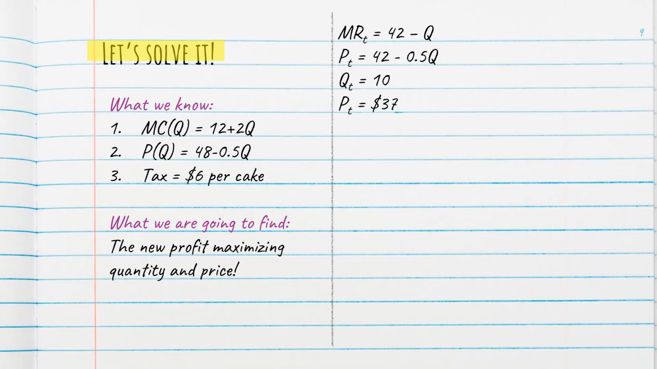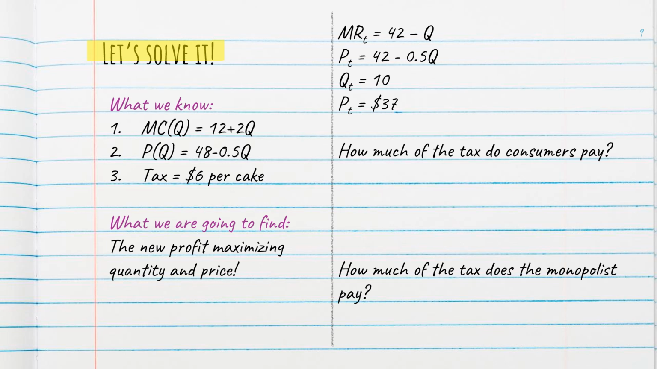The last thing we are going to do is determine how much of the tax consumers pay and how much of the tax the monopolist pays. In order to answer this question, we need to remind ourselves that when there is no tax, the price was $42. So let's start with consumers. Consumers used to pay $42. Now they pay $37, but that's not the entire story because they are the ones who are being taxed.